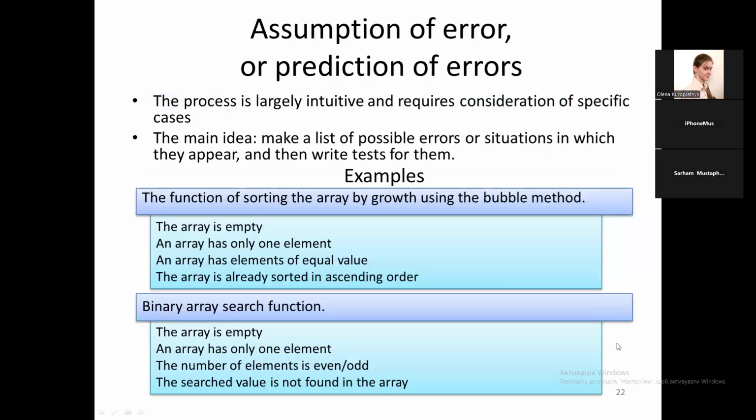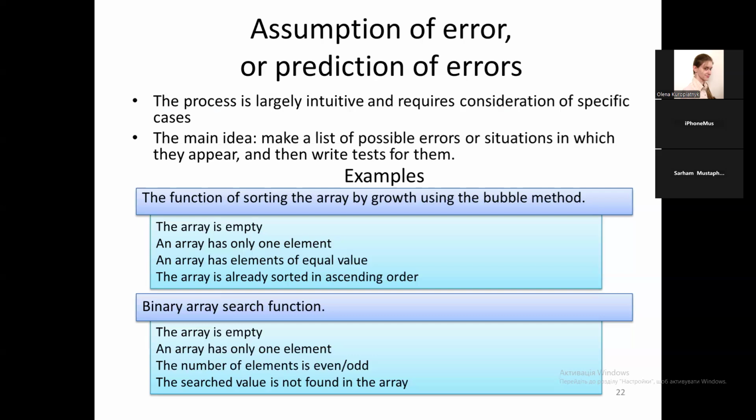The next method is the method of error assumption, or error prediction. When we are testing by this method, the process is largely intuitive and requires consideration of specific cases. The main idea of this method is that we need to make a list of possible errors, or situations in which they appear, and then write tests for them.